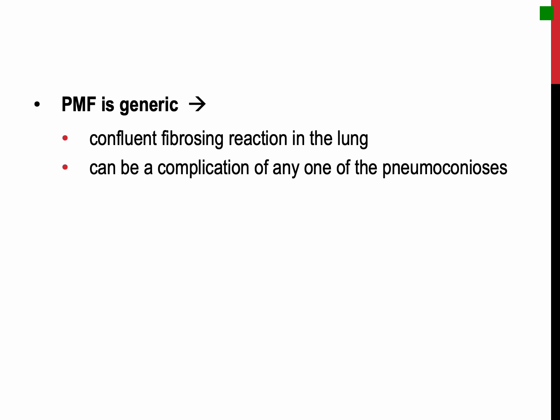Progressive massive fibrosis is a generic term that applies to a confluent fibrosing reaction in the lung and can complicate any of the pneumoconioses. Although coal is mainly carbon, coal mine dust contains a variety of trace metals, inorganic minerals, and crystalline silica.